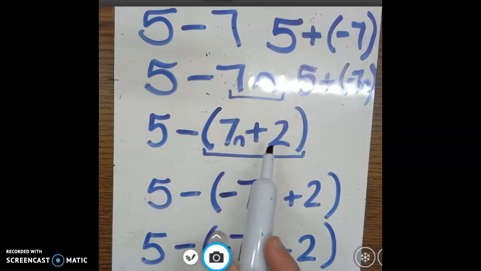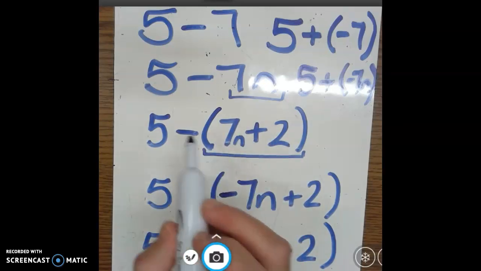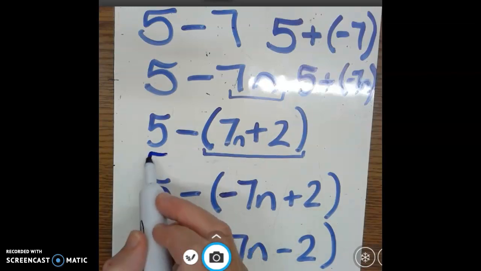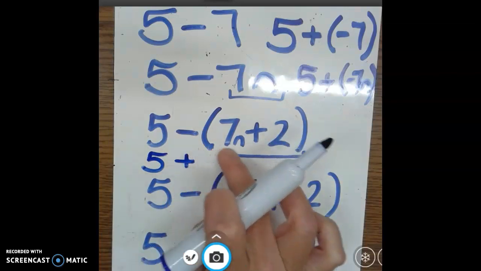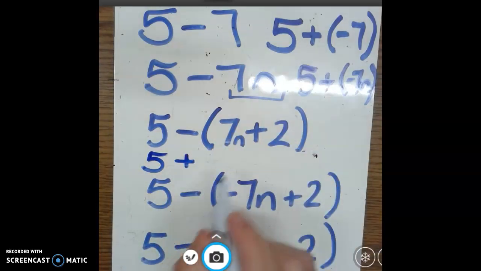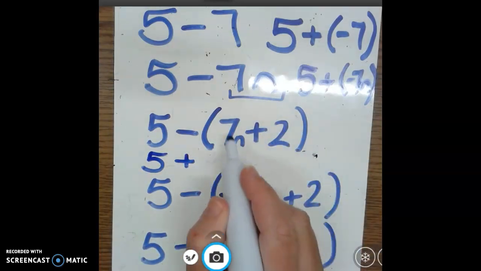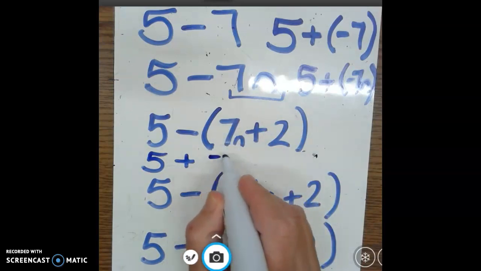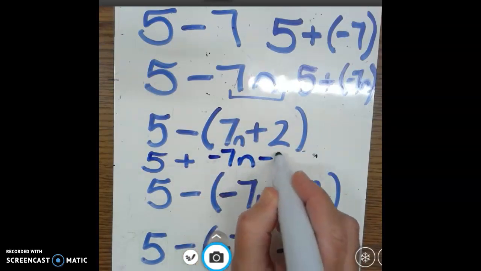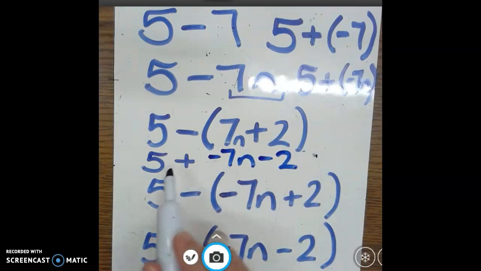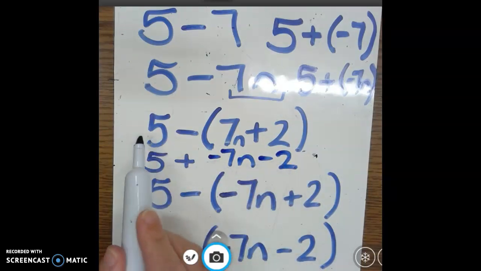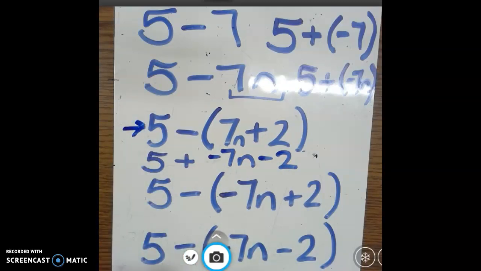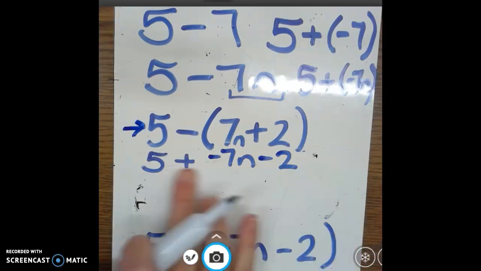So when we're adding the inverse, we can look at this as 5 plus the inverse of this entire expression. The inverse would be -7n and -2. So 5 plus -7n minus 2 is the same thing as this expression. I'm going to erase these for a second.